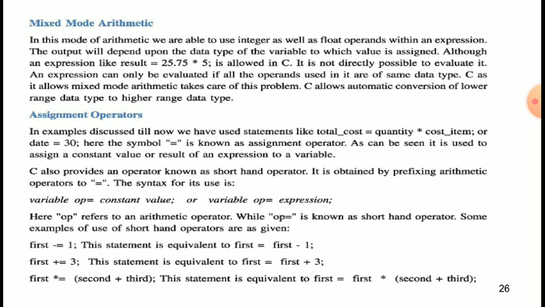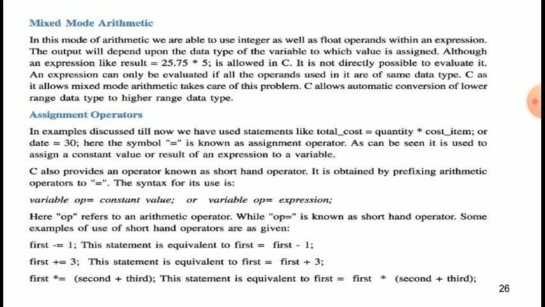It is obtained by prefixing arithmetic operators such as plus, minus, asterisk, that means multiply, and divide to the equals sign. The syntax for a shorthand operator is as follows: variable AOP equals constant value. Here variable refers to the variable name, AOP refers to an arithmetic operator, while AOP equals is known as a shorthand operator.